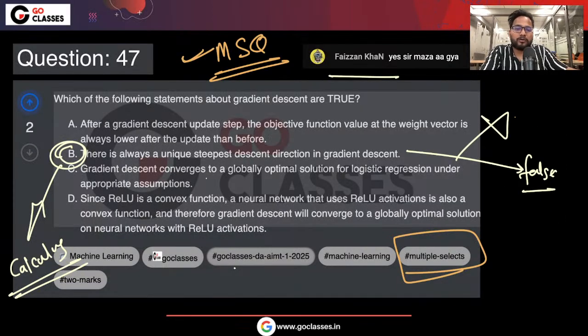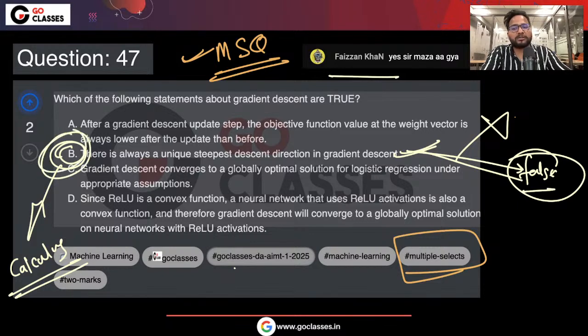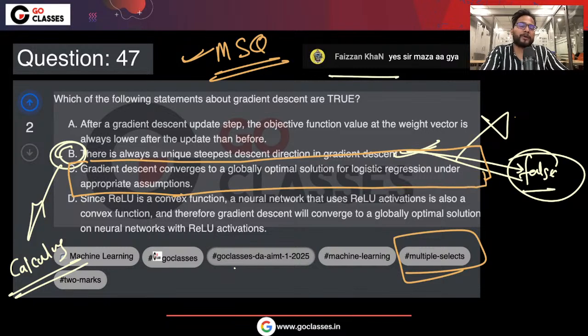Now, is this unique? Then the answer is no, this is false. We have talked about this in calculus, so maybe you can recall. Now let's see option C. They are saying gradient descent converges to the optimal solution for logistic regression under the appropriate assumptions. So yes, that is true.